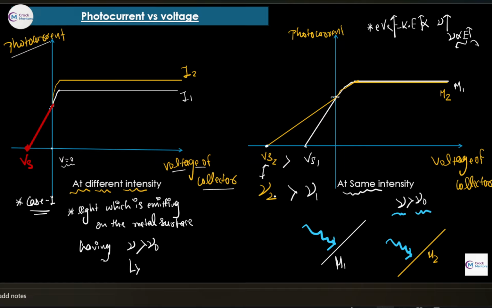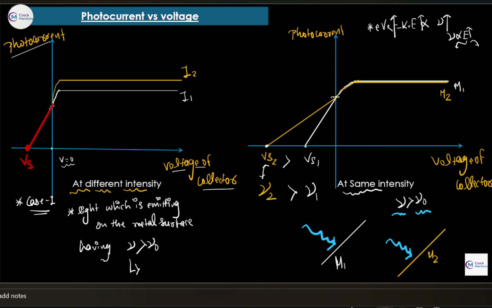That's why I'm saying that frequency 2 is greater than frequency 1, and stopping potential 2 is greater than stopping potential 1. I'm hoping that you're getting the point. If it is clear to you, then let me know about it. And if there is any doubt regarding this topic, then you can ask me.